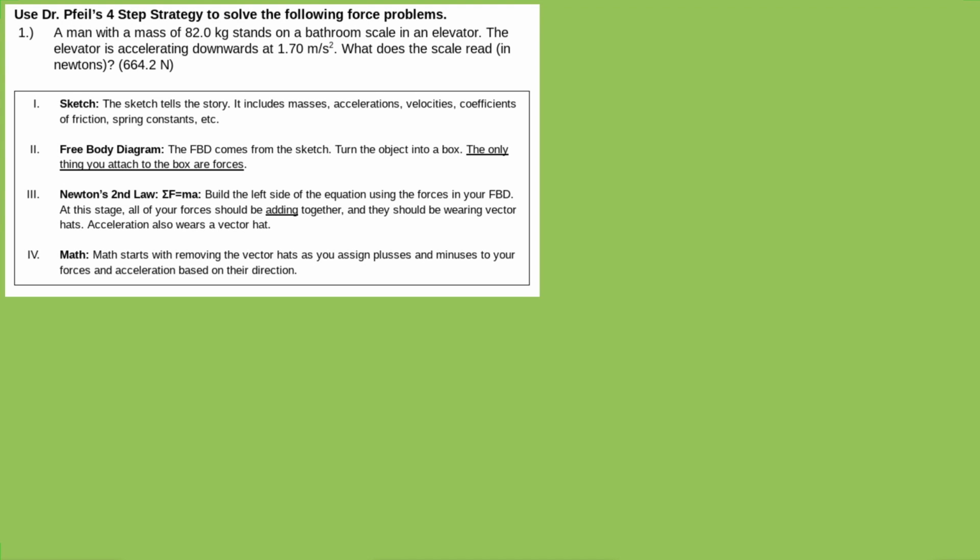Hi, so this is from homework 2. This is problem 1, and we're going to use Dr. File's 4-step strategy to solve a force problem. So this is a very classic kind of problem in physics, at least when you're learning how to do force problems.